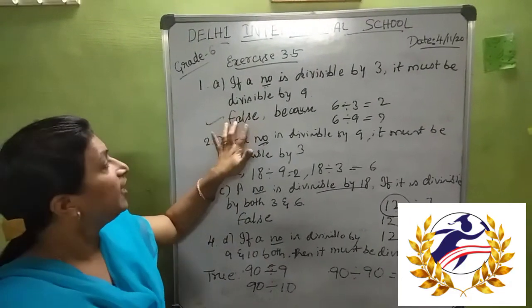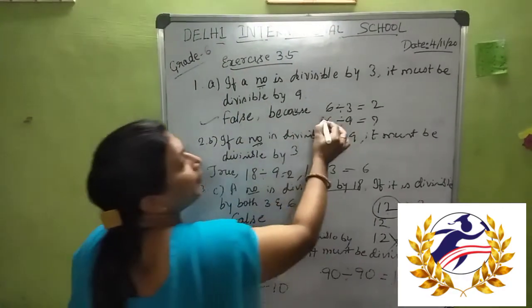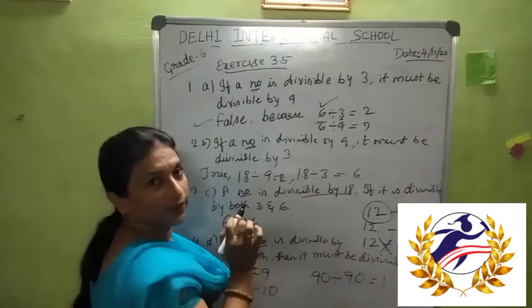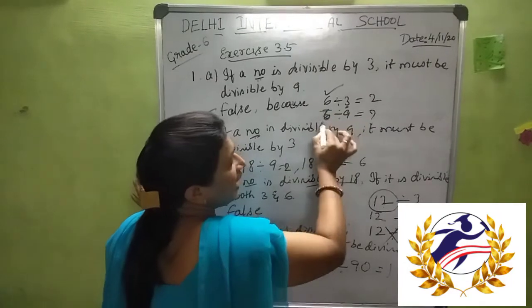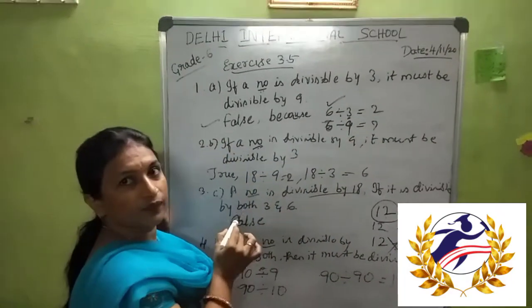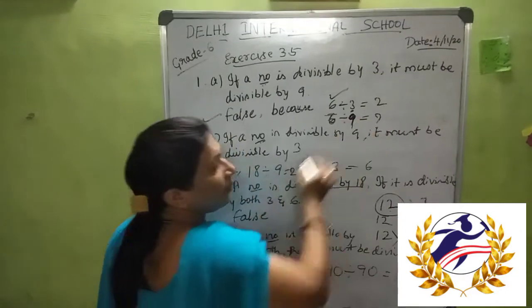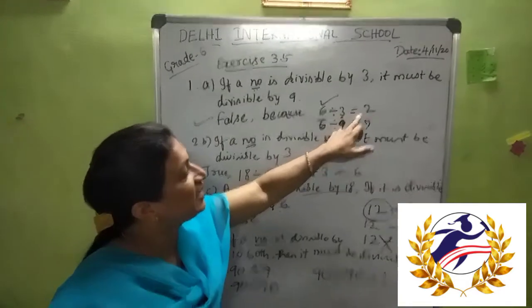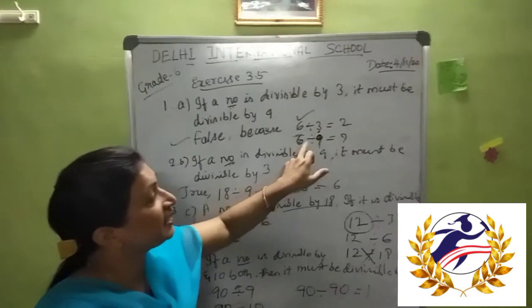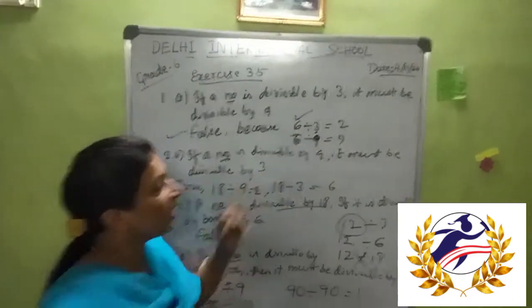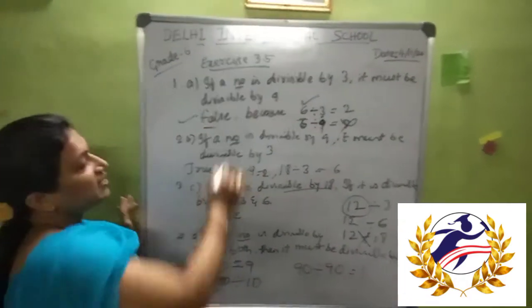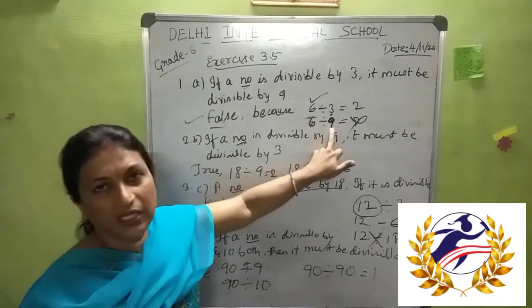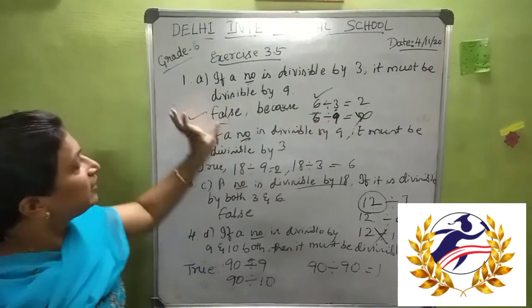Why? Because, for example, I took the number 6, which is divisible by 3. Is it divisible by 9? 6 is divisible by 3, which gives the answer 2, but 6 is not divisible by 9. So that's why it is a false statement. If a number is divisible by 3, it will not always be divisible by 9.